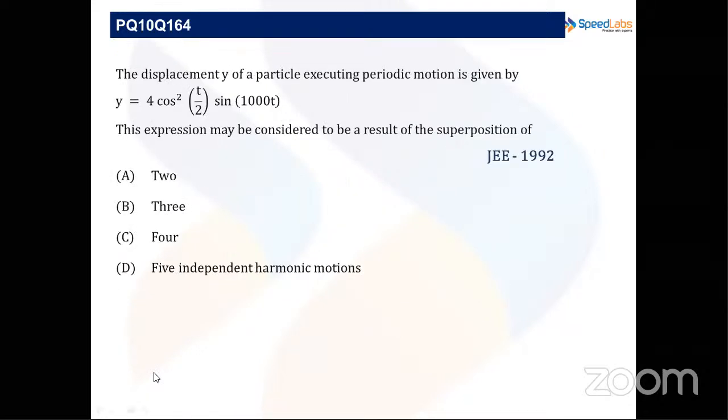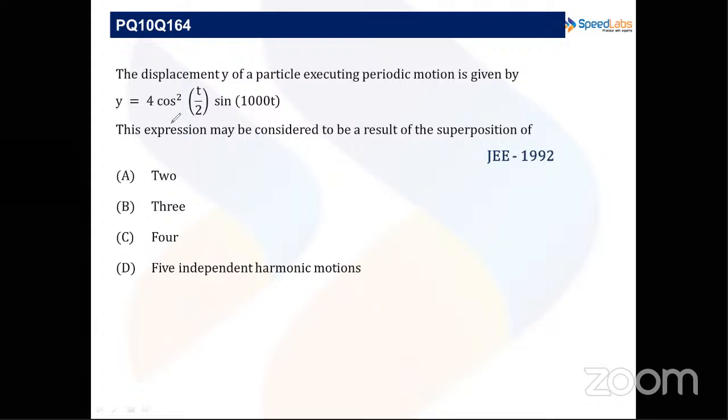Next question is, the displacement y of a particle executing periodic motion is given by y is equal to 4 cos square t by 2 sin 1000 t. This expression may be considered as a result of the superposition of 2, 3, 4 or 5 independent harmonic motions. तो पहले इसको स्प्लिट करना पड़ेगा different harmonic motions में. तो this is पूरा mathematics का है, तो हमें trigonometry use करनी है, and we have to split it in as many different parts as we can.